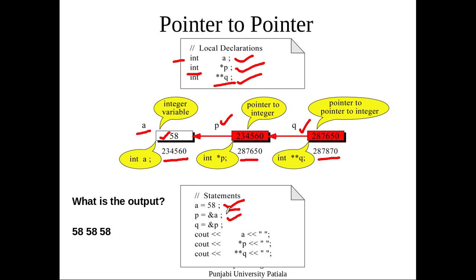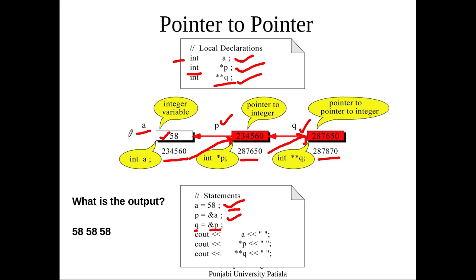Now in p, I am storing the address of a. The address of a can be found using the ampersand operator. So I write &a. That means 234560 has been placed in the variable p. Similarly, q is equal to &p. So &p is 287650, that is stored into q. So q contains an address that further contains an address that contains the value. So q is called pointer to pointer.